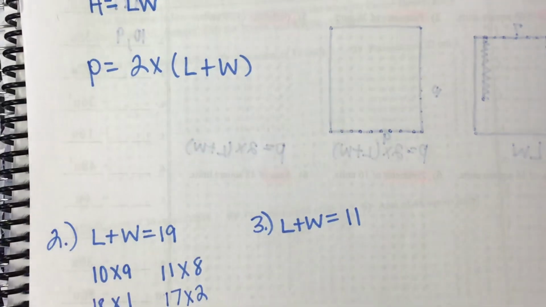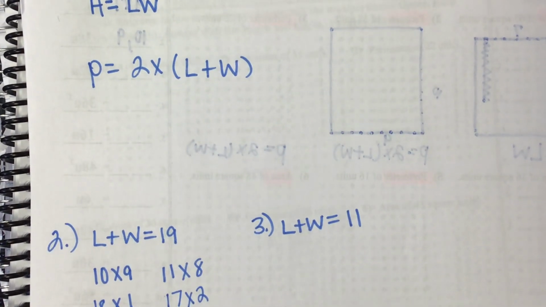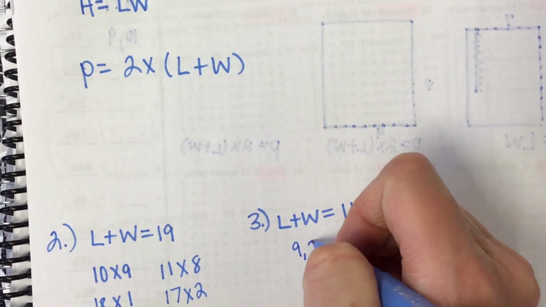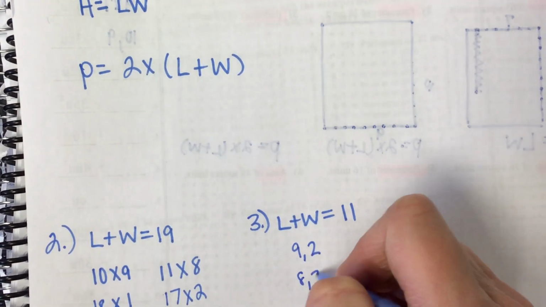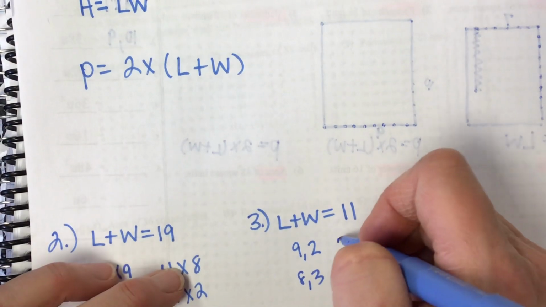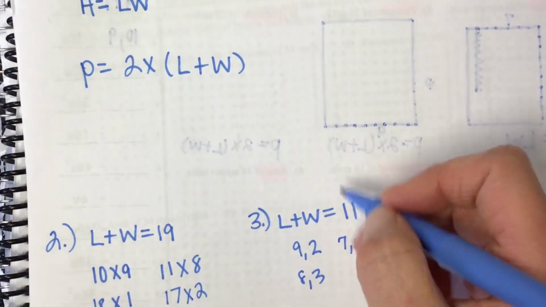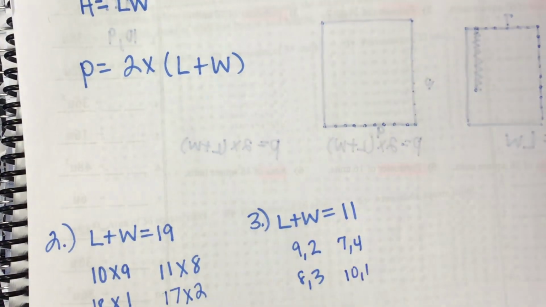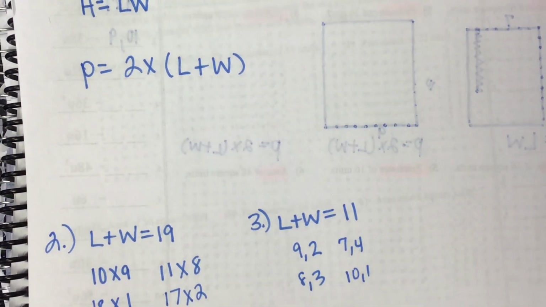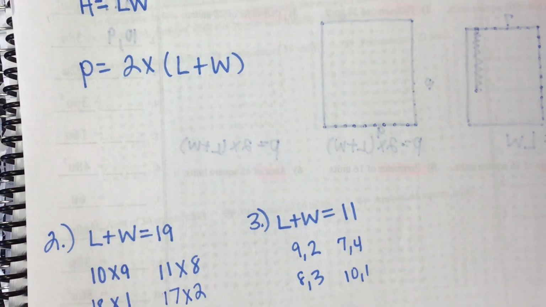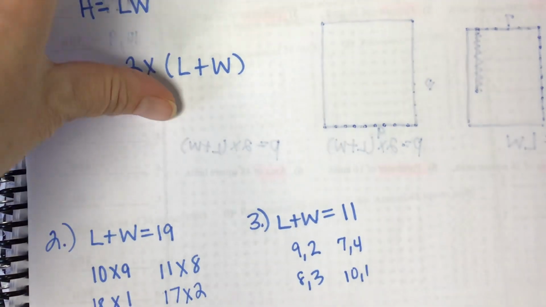Here we have a lot of options we can draw. Jacob? 9 and 2. Give me 2 more. 8 and 3. Give me another one. 7 and 4. Give me one more. 10 and 1. What one do you guys want to do? 5 and 6 is the other one. What do we want to do? 5 and 6, says Liam.